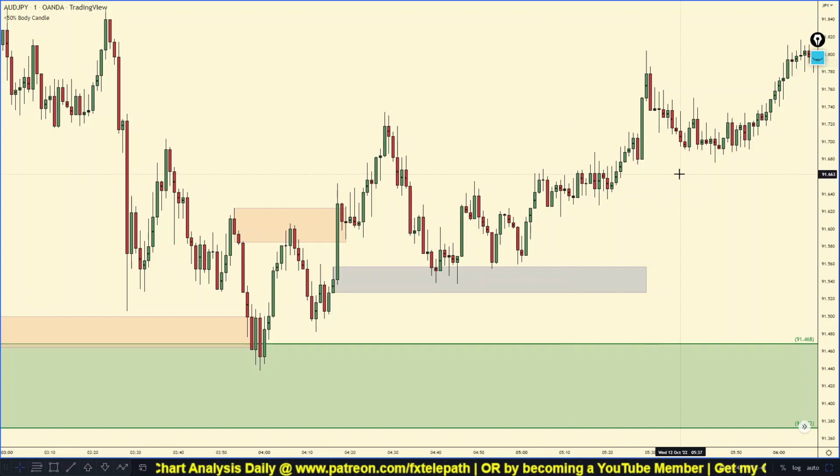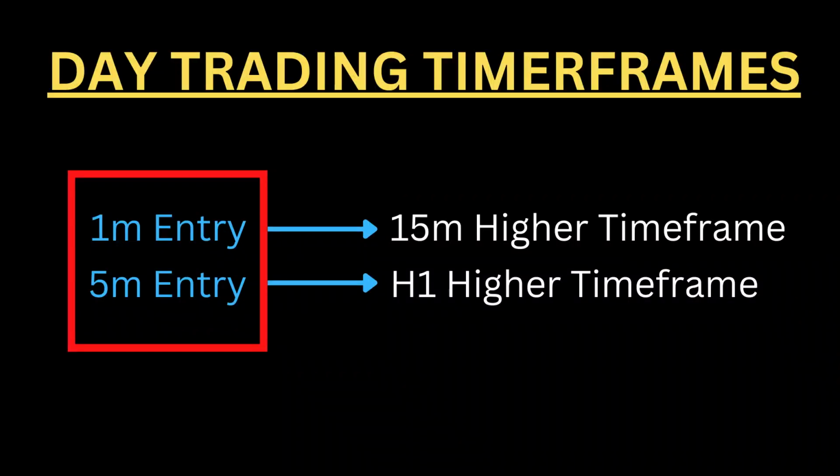So first things first, for day trading confirmation entries, the first thing you need to do is decide which time frame you want to enter on. There are two time frames, in my opinion, that are day trading time frames. The first one being the 1 minute time frame, the second one being the 5 minute time frame.